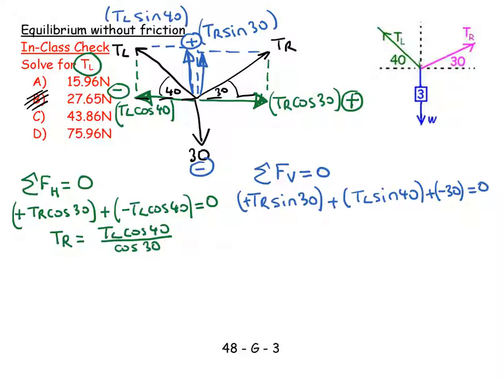Rearranging this gives t left, which is what I want to find, is equal to 30 minus t right sine 30 over sine 40. So I took my 30 to the other side, it became a positive. I took my t right sine 30 to the other side, it became a negative, and then I divided all the other side by sine 40.